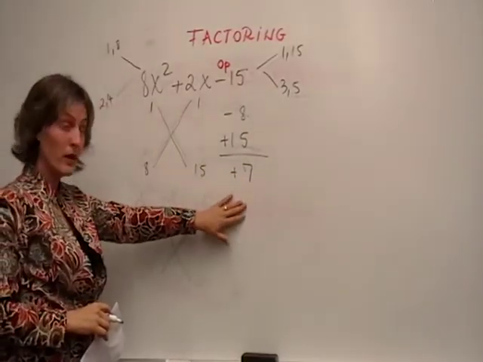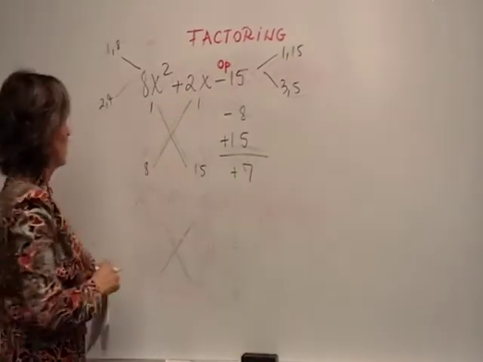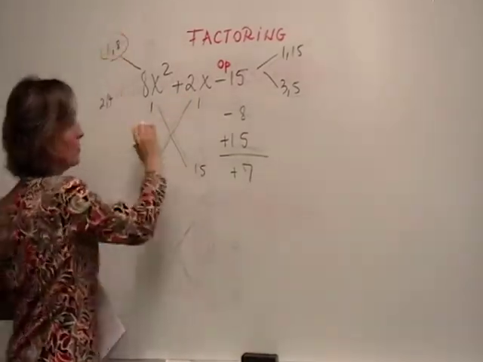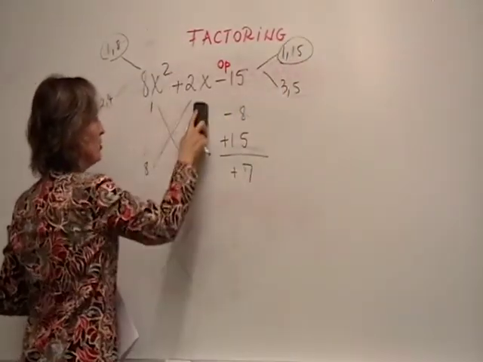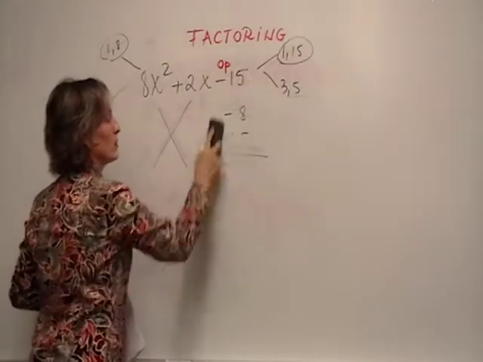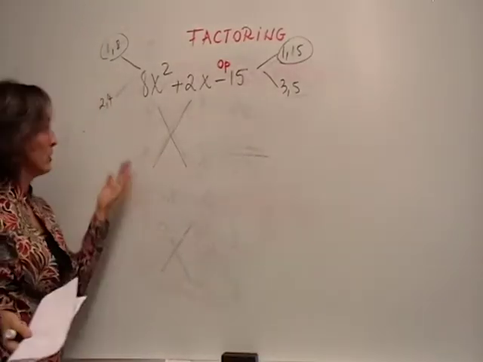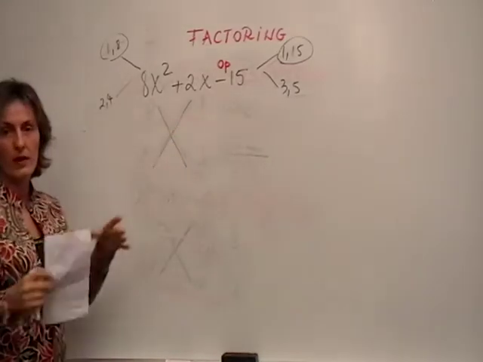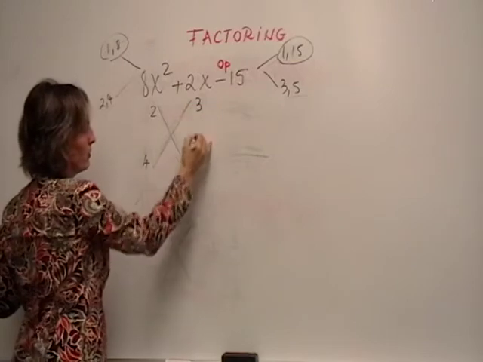But that's not what I have in the middle. So this combination is not working for me. Remember to circle what you already tried. We tried those two. And let's change our option. What would you like to try? Let's try 2, 4, and 3, 5. Let's see if it works, okay? 2, 4, and 3, 5.